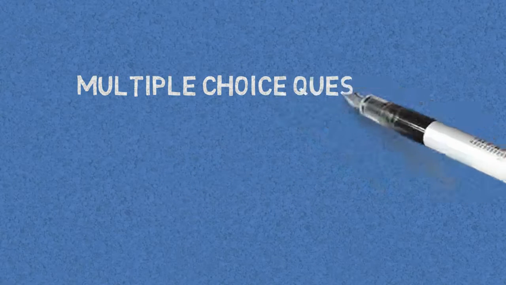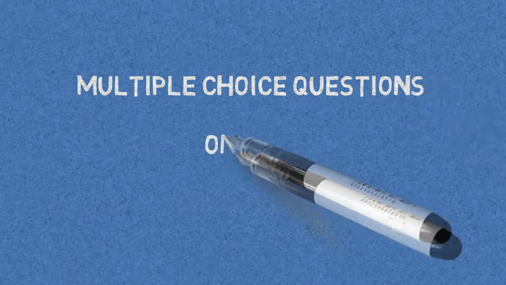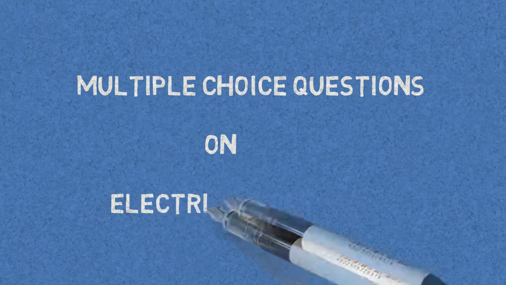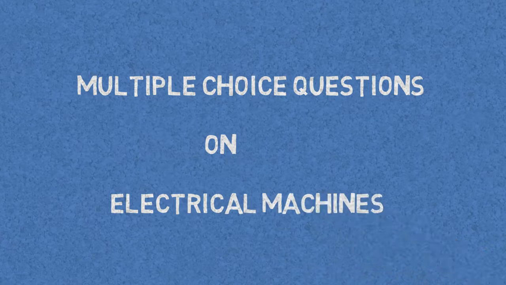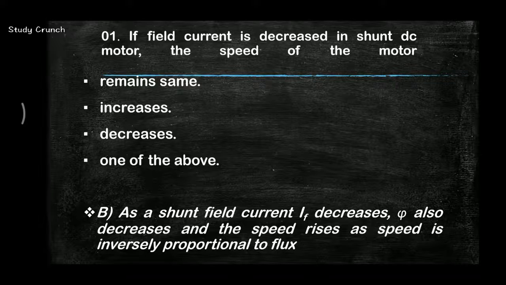Now we are going to start off with the course on MCQs on electrical machines. Starting off with the question: if the field current is decreased in a DC shunt motor, the speed of the motor will increase, that is B. That means the flux will also decrease, and as speed is inversely proportional to flux, it will increase. So the answer is B.